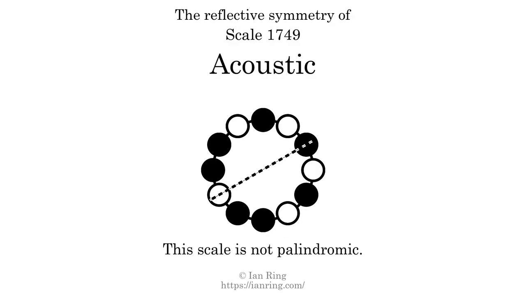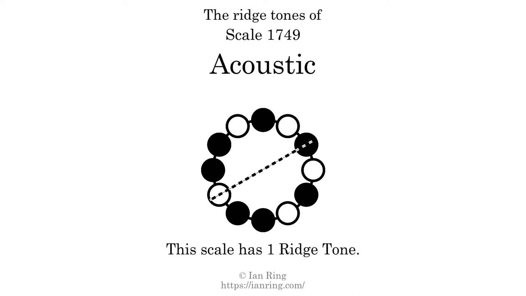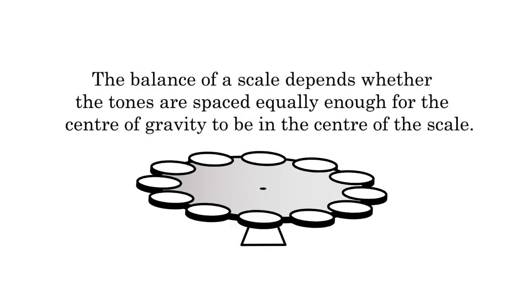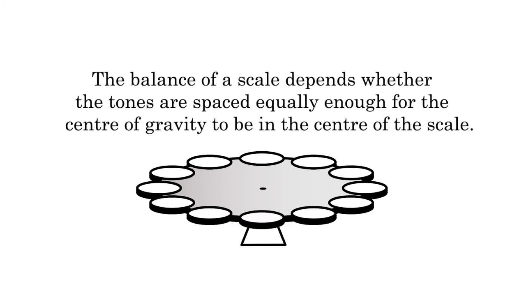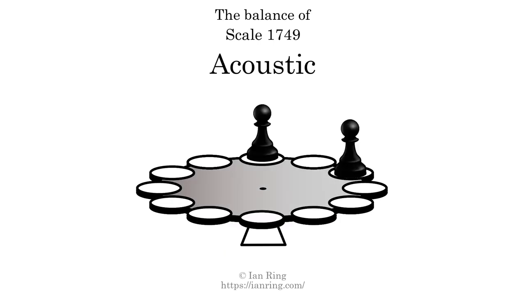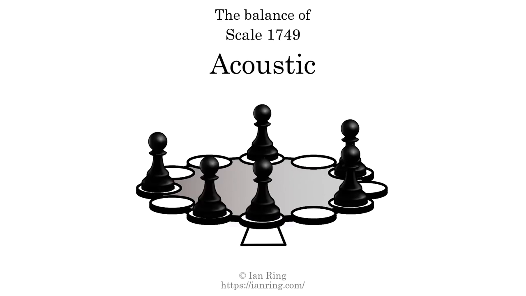This scale has reflective symmetry across an axis position 2 semitones from the root. This scale has a different pattern of intervals ascending and descending, so it is not palindromic. This scale has one ridge tone. Here, the balance of a scale depends on whether the tones are spaced equally enough for the center of gravity to be in the center of the scale. This scale is not balanced.